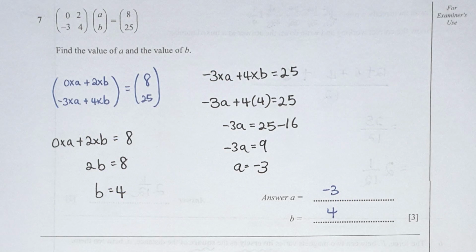Question 7 here, okay, I have already shown you the details of it. So the top row of the matrix will be compared to 8, whereby the bottom one will be compared to 25. The respective value of the result will be b equals 4. Substitute this b equals 4 into the next equation to identify a as negative 3.